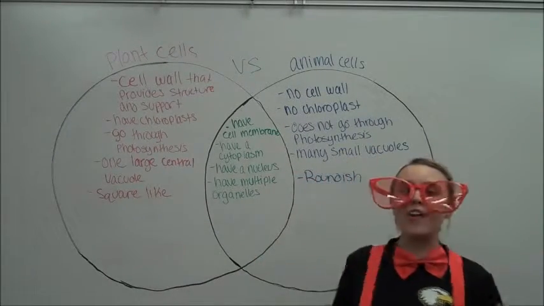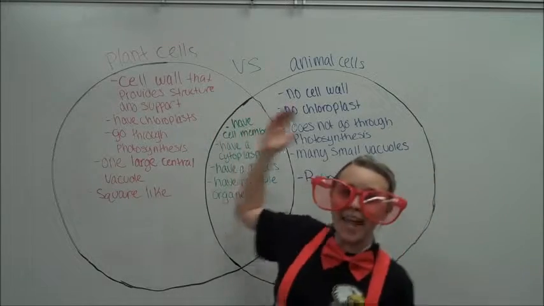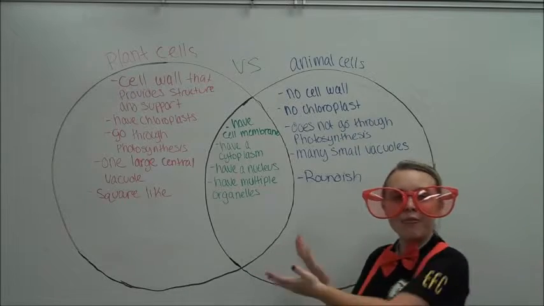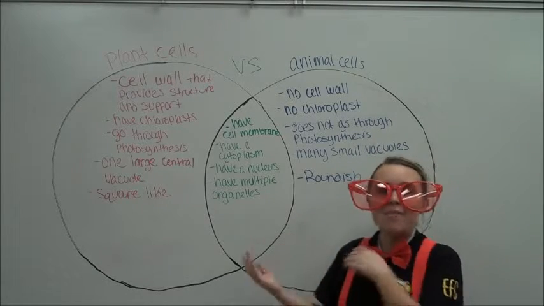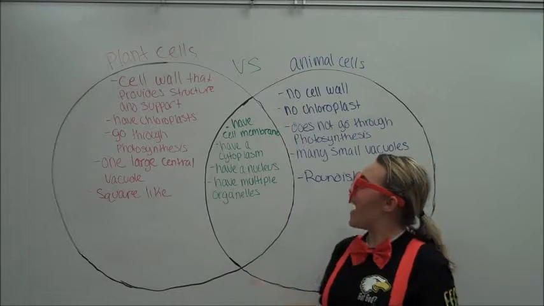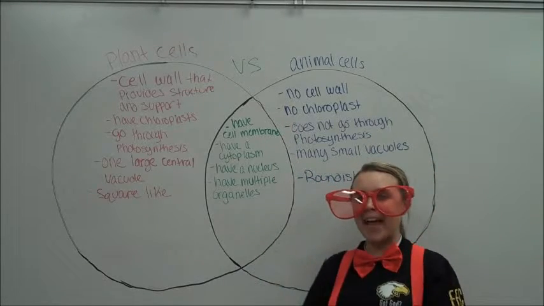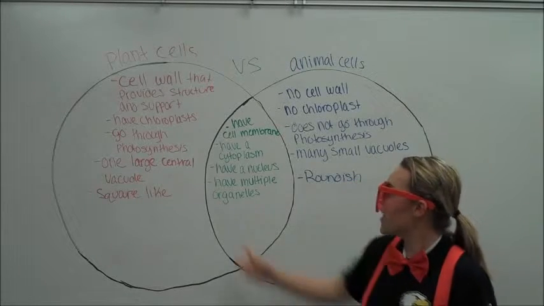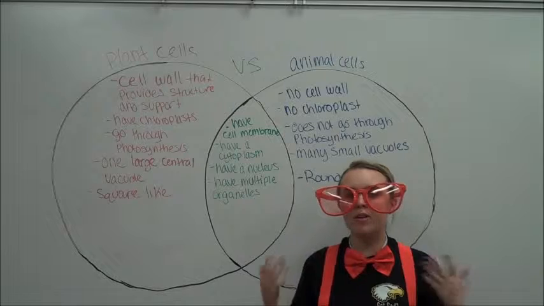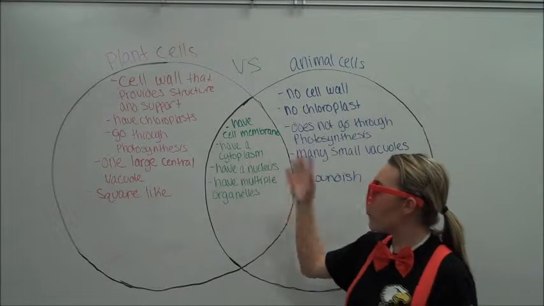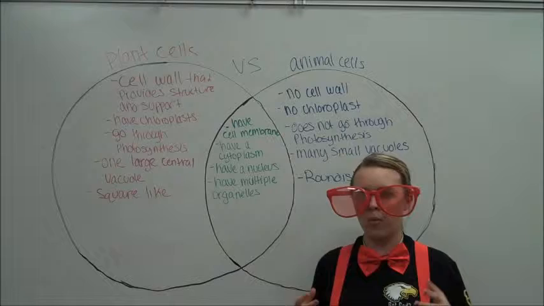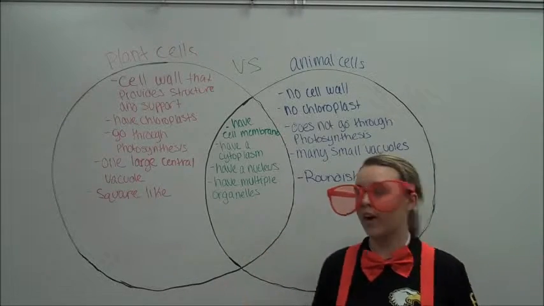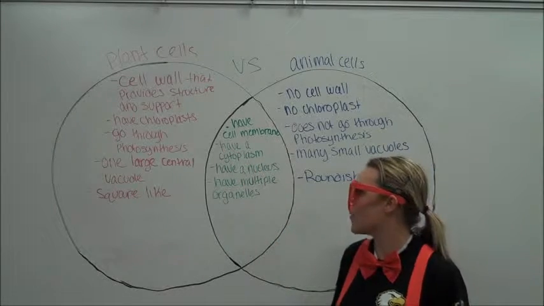So, cells are in all living things. Well, plants and animals are living things also. So let's talk about the differences and the similarities between plants and animals. Plants have a cell wall that protects and holds in all the organelles and everything. They have chloroplasts, which help them go through photosynthesis. They also have one large central vacuole that holds all their water. Since plants don't have legs, they can't really walk around and go get food and water, so they have to make their own and store their own.